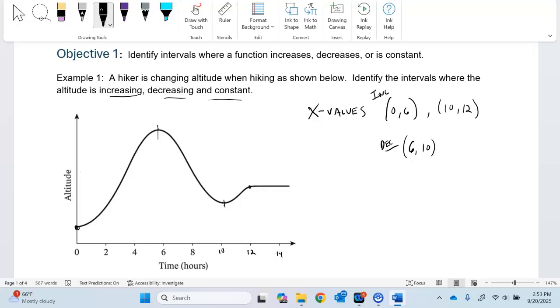Constant looks like we start here and we end. We don't have an arrow here, so if it's stopping there, it looks like 14, call it 14.5. Constant. The x values go from 12 to 14.5.